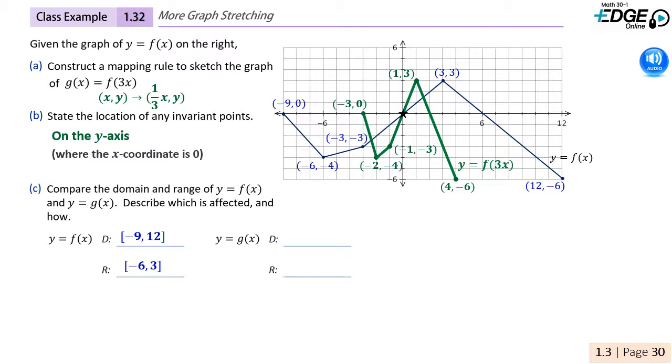We have a horizontal stretch by 1/3. Note we've had no vertical transformations, so we expect our range to remain unchanged. But for our domain, we're going to take our minimum x value of -9 and our maximum x value of +12 and multiply both by 1/3. This gives us -3 and +4.